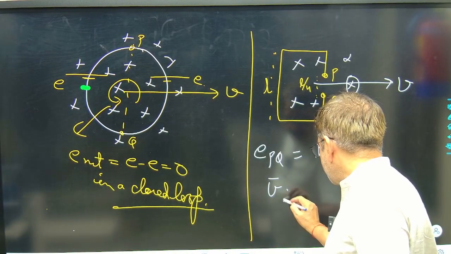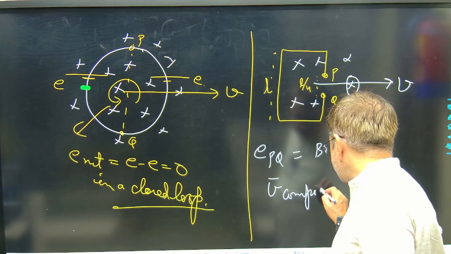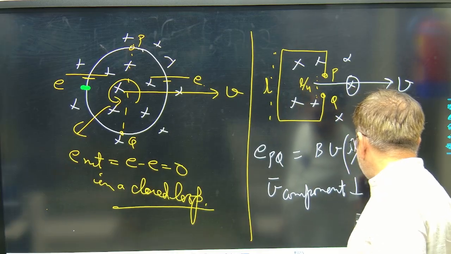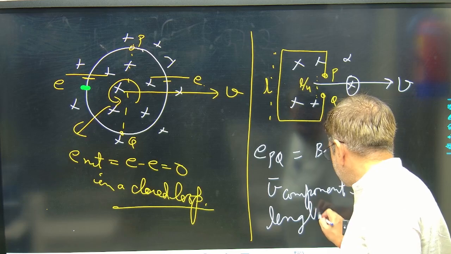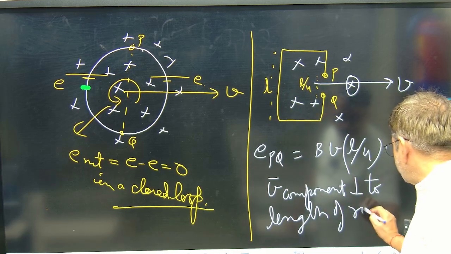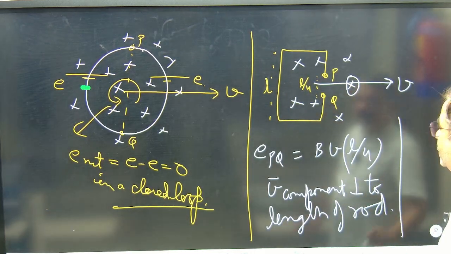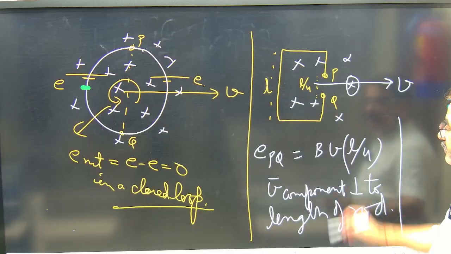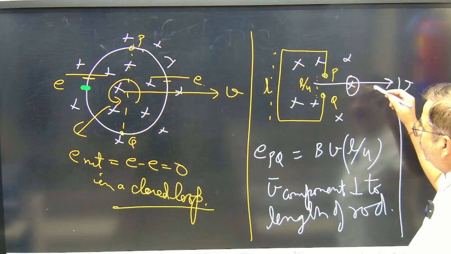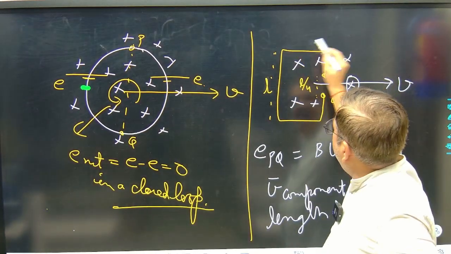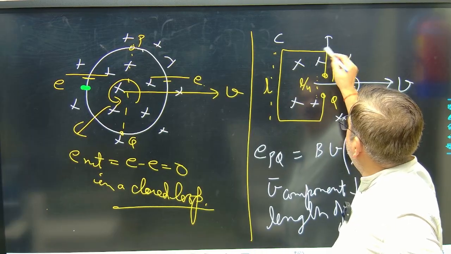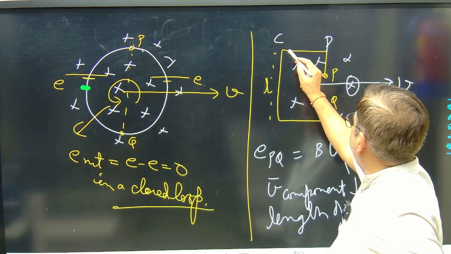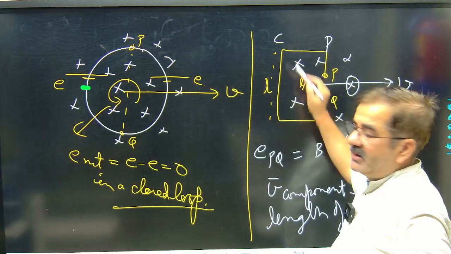Velocity component perpendicular to the length of rod is responsible for causing this EMF to be developed. Velocity has to be perpendicular to the length of rod. Suppose I say this end is C, this is D. The CD length of the rod is along the velocity. It will not create any EMF.